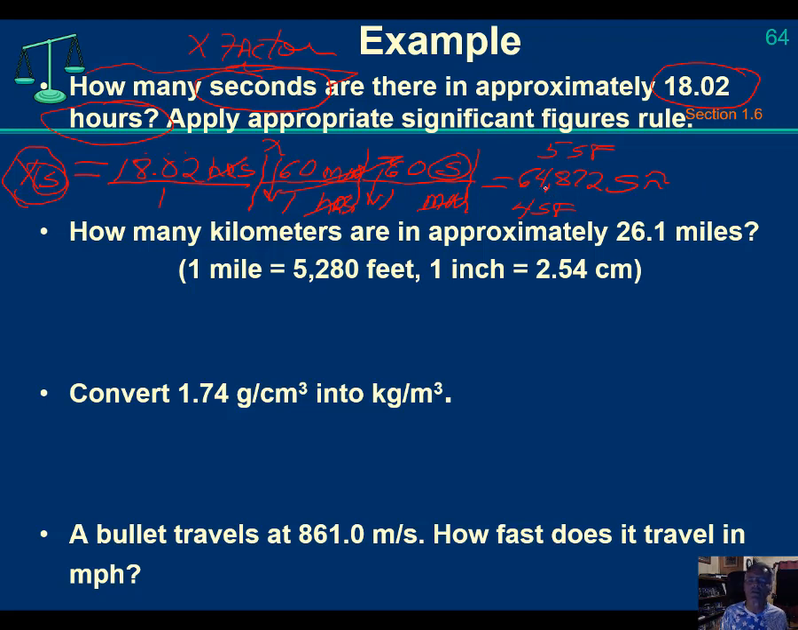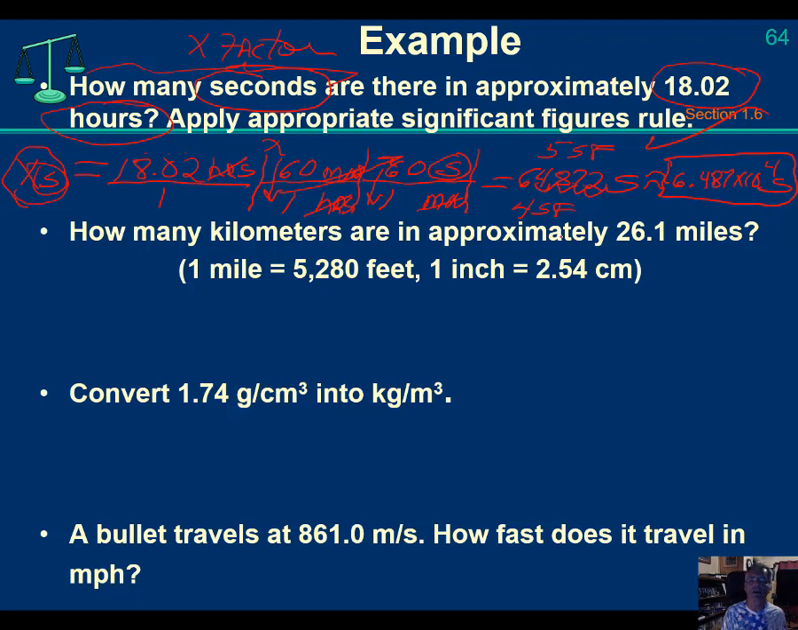I could write this as 64,870, but I think in this case writing it in scientific notation is a cleaner way to write this. So I move the decimal place 1, 2, 3, 4 places to the left. That gives me 6.487 times 10 to the positive 4 seconds, and that is going to be my best answer. And so check. All right, let's go.